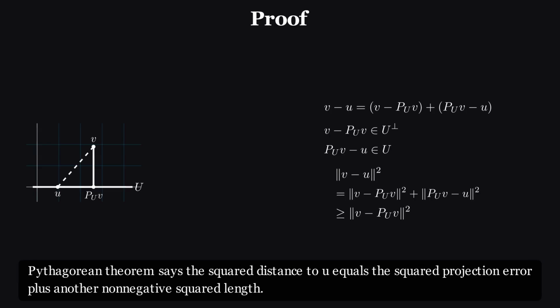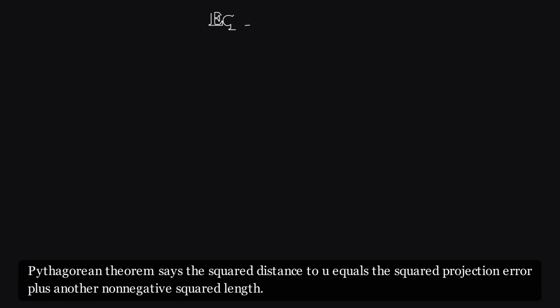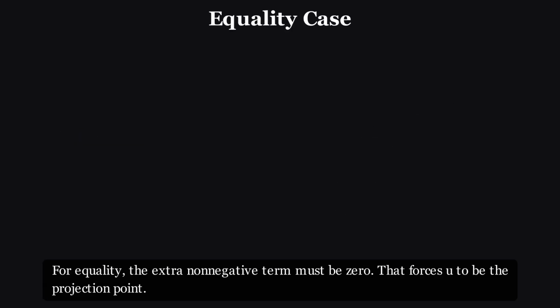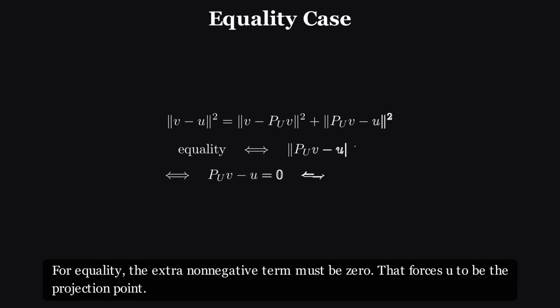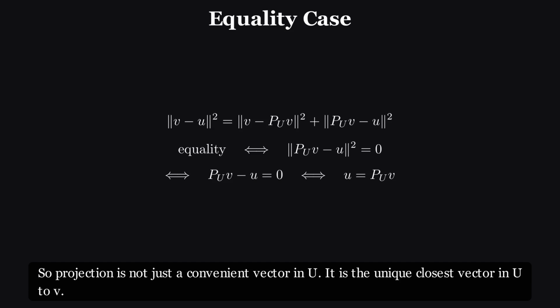Pythagorean theorem says the squared distance to u equals the squared projection error plus another non-negative squared length. For equality, the extra non-negative term must be 0. That forces u to be the projection point. So projection is not just a convenient vector in U, it is the unique closest vector in U to v.